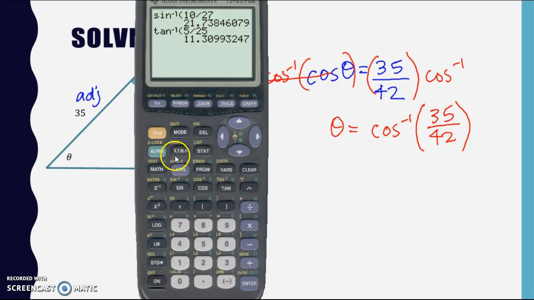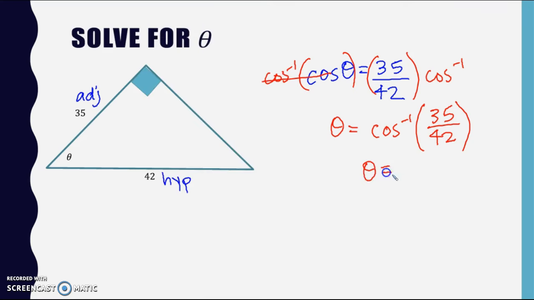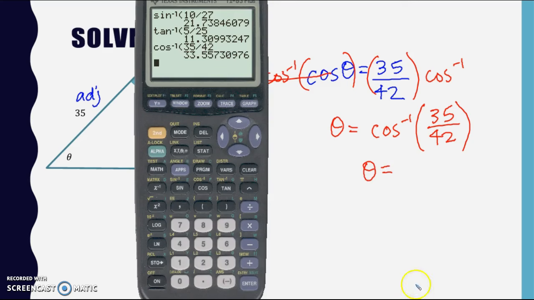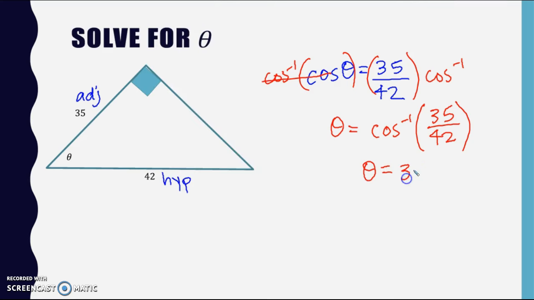Go to the calculator, second cosine, 35 divided by 42. So I get theta equals 33.56 degrees. So now we can solve for missing sides and missing angles in our triangle.